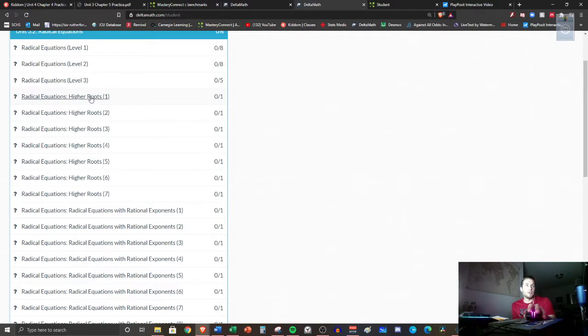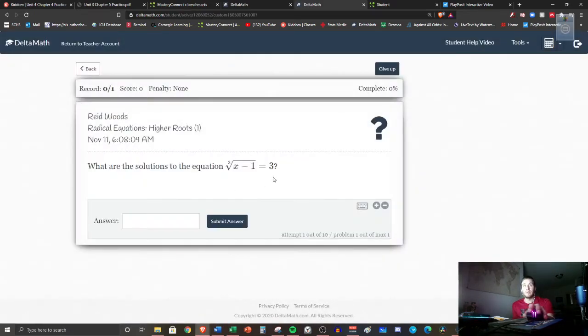Now for each question, you're going to get 10 attempts. So this is going to be different than other radical equations that you've been working on. Like these sections here, they generate an unlimited amount of problems. However, these will not. So if I show you what this looks like, here we go.